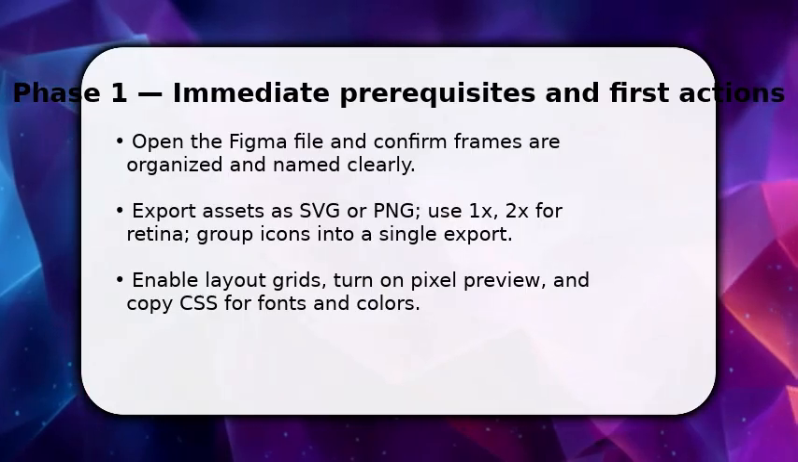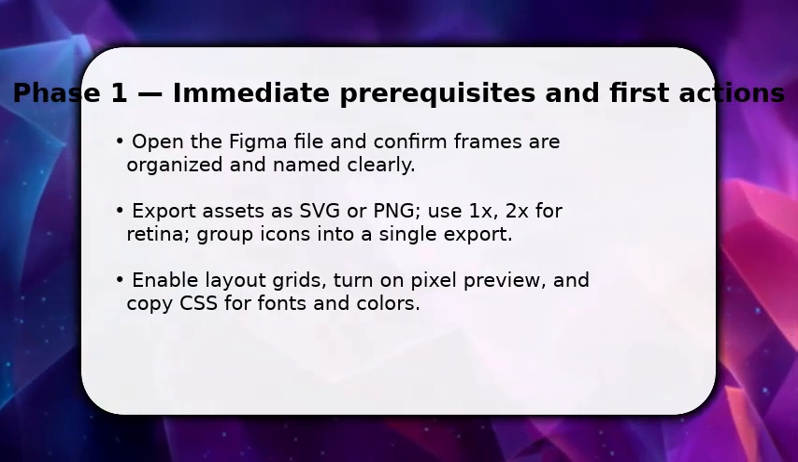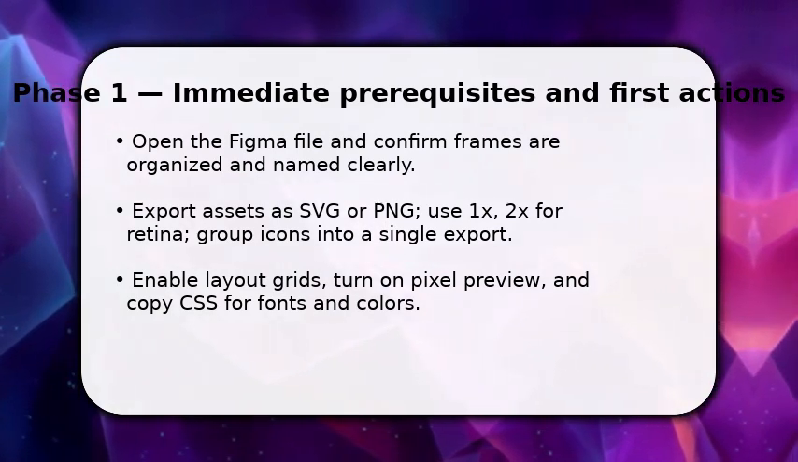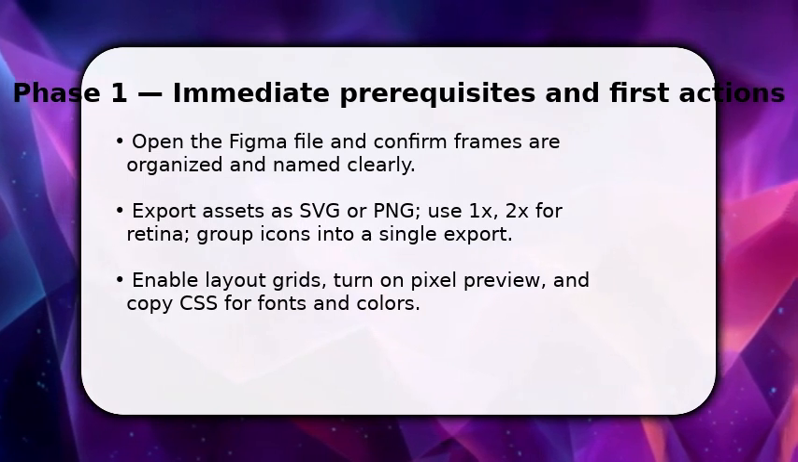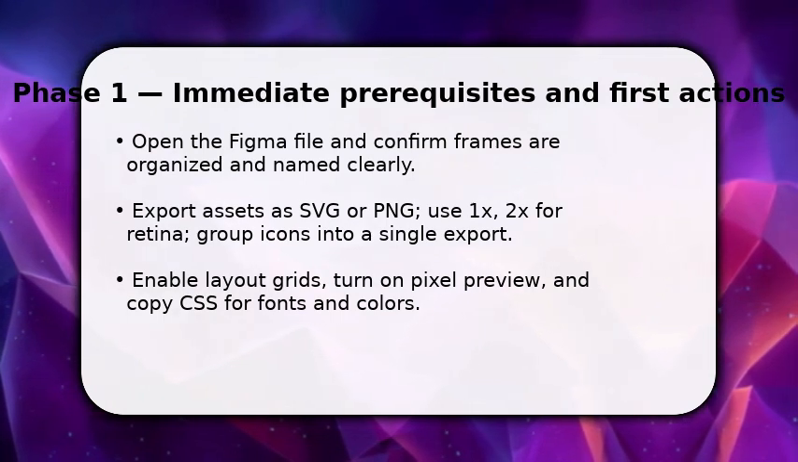You start by cleaning the Figma file so the conversion is predictable. Export visible assets as SVG for vector elements and PNG for photos. Include 1x and 2x sizes for retina. Once done, make sure frames are named and grouped logically so you can map them to HTML sections.